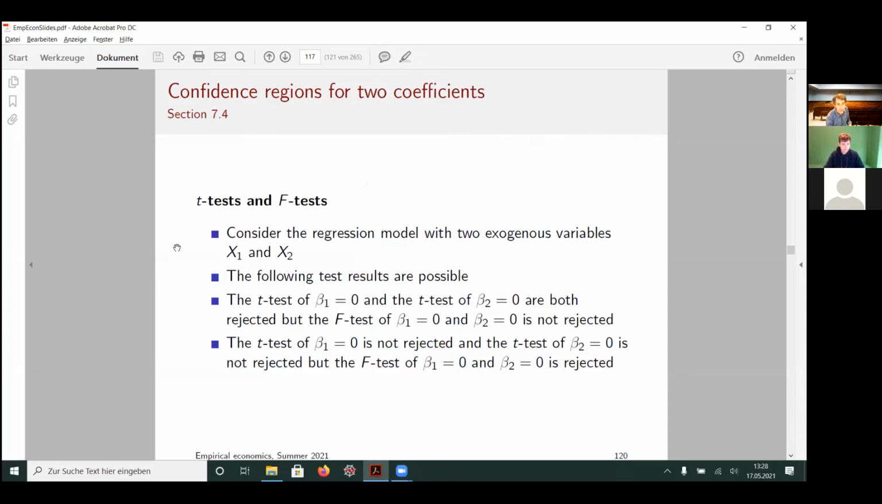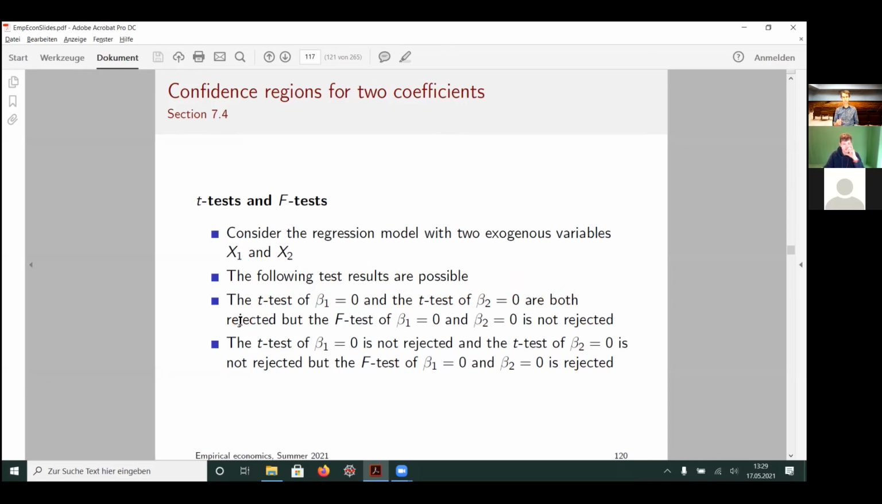So if we consider the relationship between the t-tests and the F-test, there are kind of paradoxical results that could happen. And we would like to just show you briefly how that can happen. To do so, let's consider a regression model with 2 exogenous variables, say x1 and x2. Then we can obviously perform 2 t-tests. We can check whether beta 1 is 0 with a t-test, or we could perform a t-test on beta 2 equal to 0. What could happen, and what at first sight might seem paradoxical, is that the test of beta 1 equal to 0 and the test of beta 2 equal to 0 are both rejected.